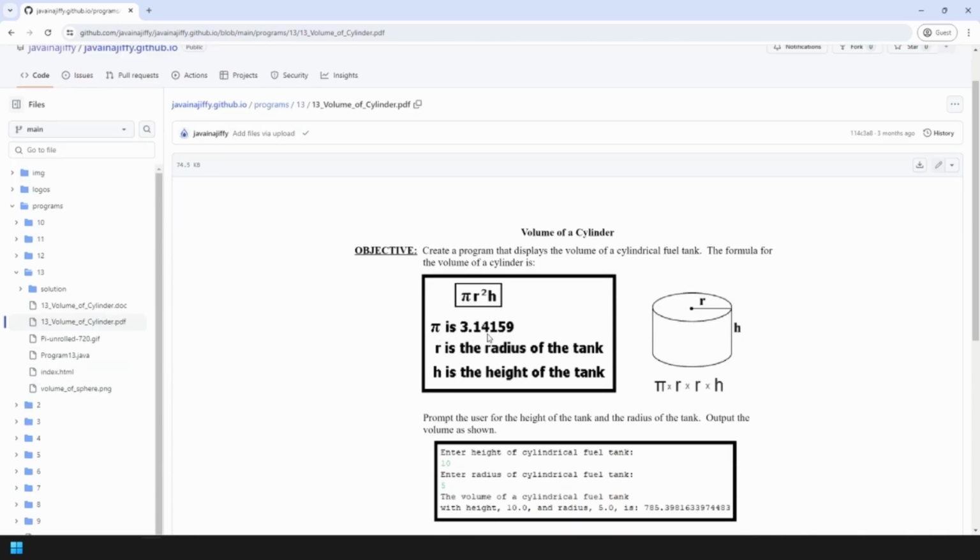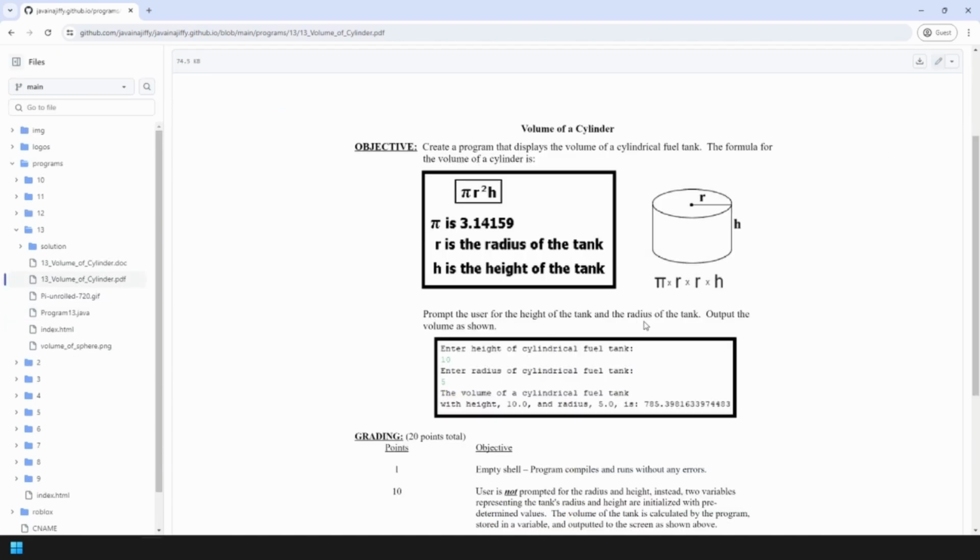So if pi is 3.14159 and continues on forever without repeating, and r is the radius of the tank, which is the distance from the center to the outside, and h is the height of the tank, which is how high the tank is, we can prompt the user for the height of the tank and the radius of the tank, and then output the volume as shown. Enter the height of the cylindrical fuel tank, 10, and enter the radius of the cylindrical fuel tank, 5. Then the volume of the cylindrical fuel tank with height 10 and radius 5 is 785.398 and so on.